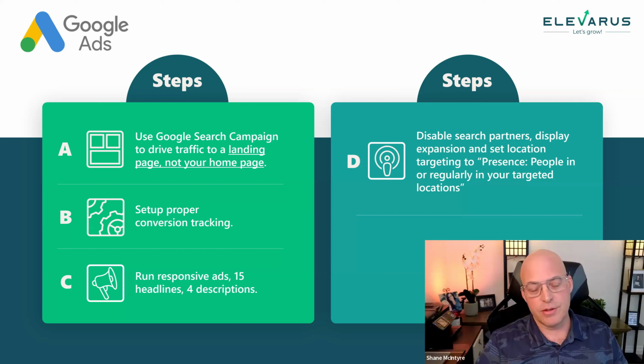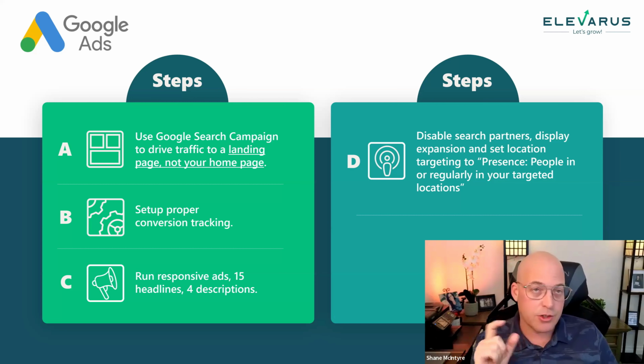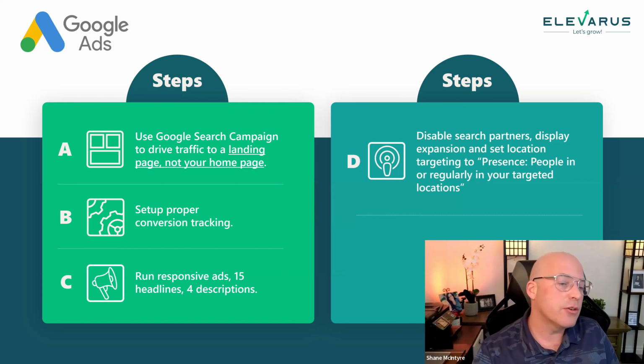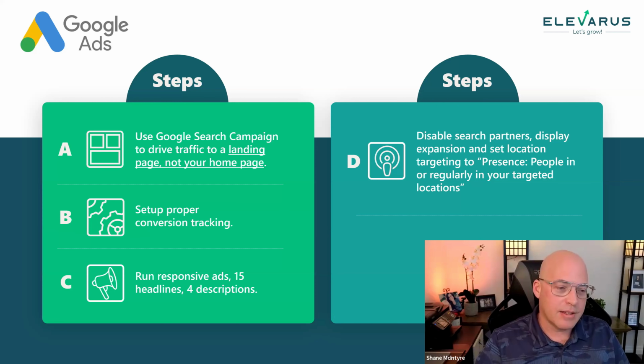So disable search partners. The second thing is, if your industry is geolocated, which is the case with solar and mortgage and real estate, make sure you change this to people in or regularly in your targeted locations. By default, it's going to say people that are interested in your location. And what that means is it could serve ads to someone that might have searched for California in the last 3 months. It might serve an ad to that person because they showed an interest in your location, but didn't necessarily live in your location. So guys, take a picture of this, screenshot it, but definitely have your guys, your agency, your team check those settings.